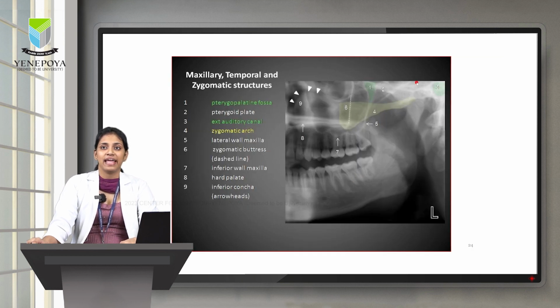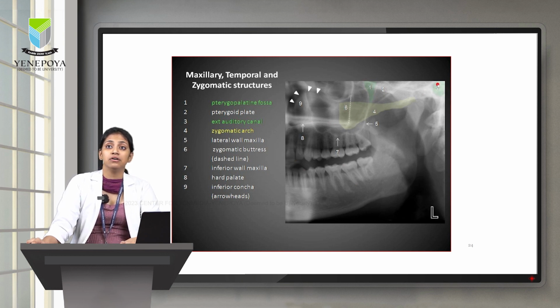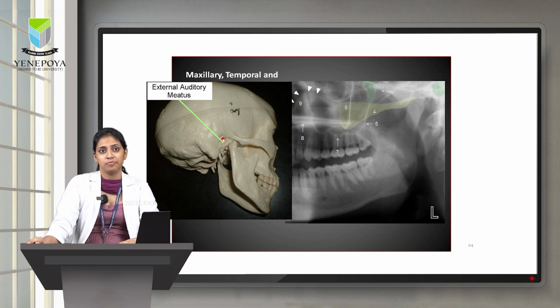Another structure is the external auditory meatus. It is represented as a radiolucent round area just above the mandibular condyle. The external auditory meatus is noted posterior to the mandibular condyle. On a panoramic radiograph, we will see it on the lateral borders of the radiograph.